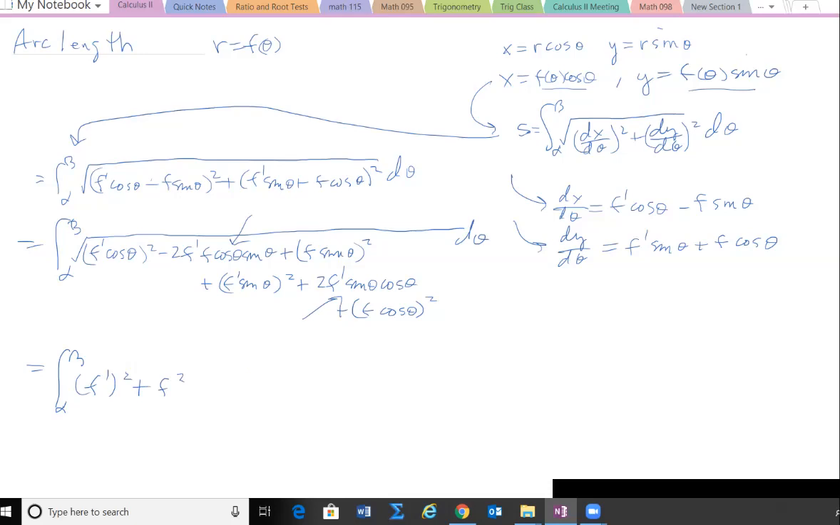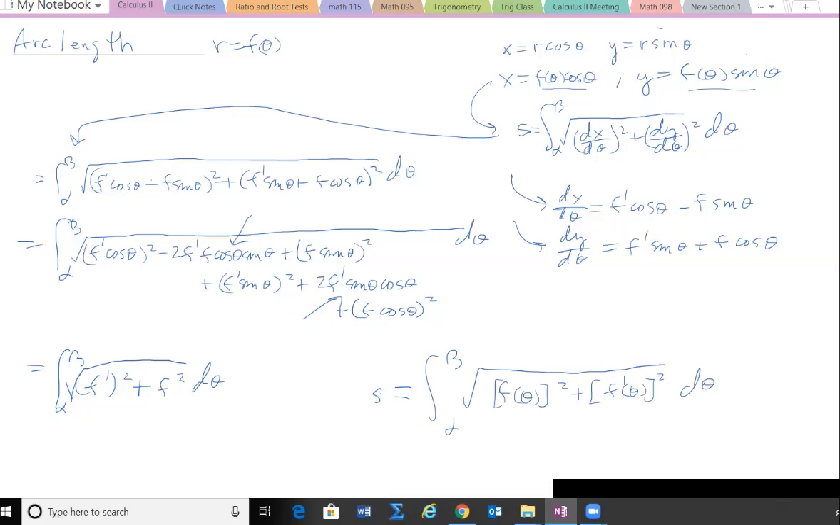Okay, took the whole thing off of there. And this is the form that we're going to use. Now I'm going to clean that up a little bit. Our arc length will be the integral from alpha to beta of the square root of f of theta squared plus f prime of theta squared d theta. So that's kind of nice.